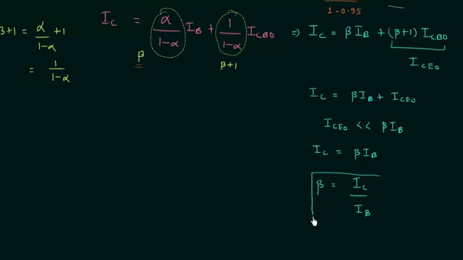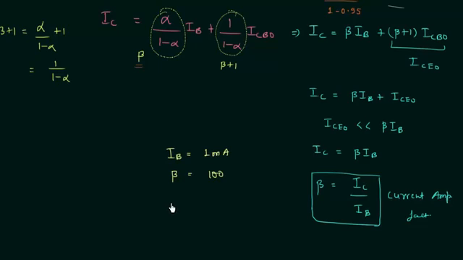Beta is called the current amplification factor. Beta is current amplification factor, and it is equal to IC divided by IB, and we have already seen it is from 50 to 400. Let's say the input current, that is the base current, is equal to 1 milliamps. Beta, the current amplification factor, is equal to 100.